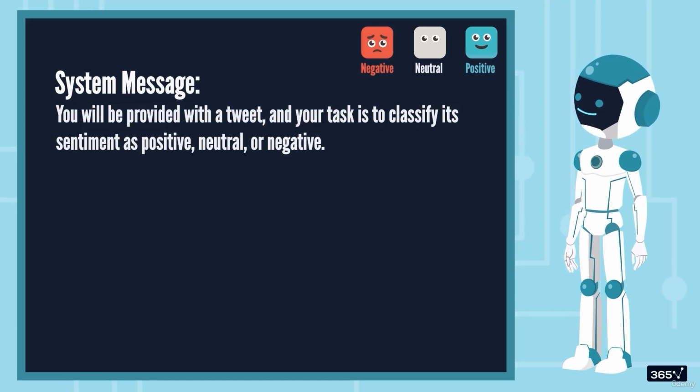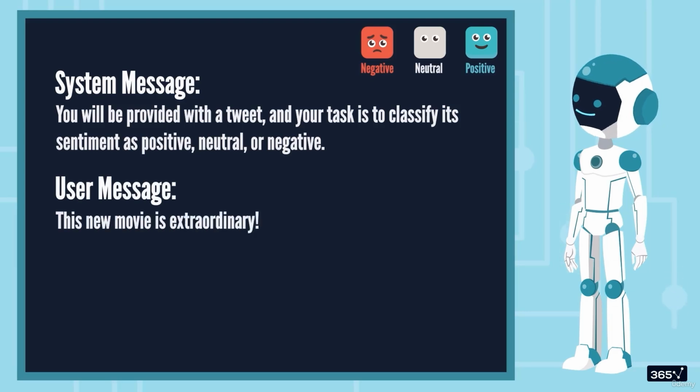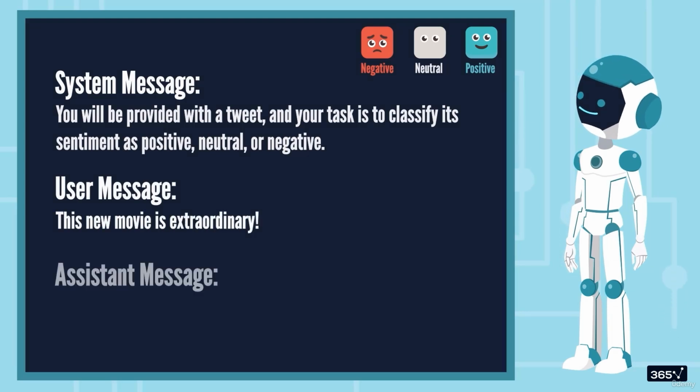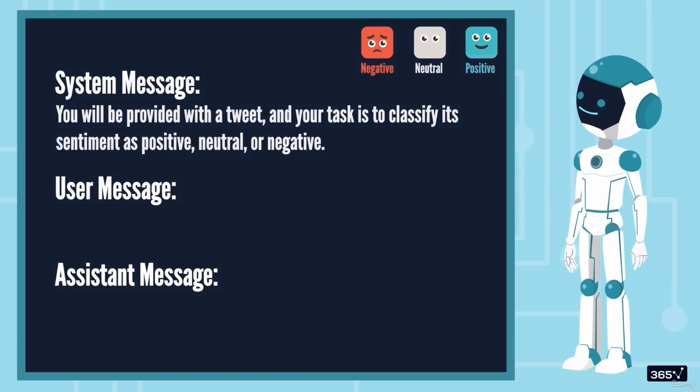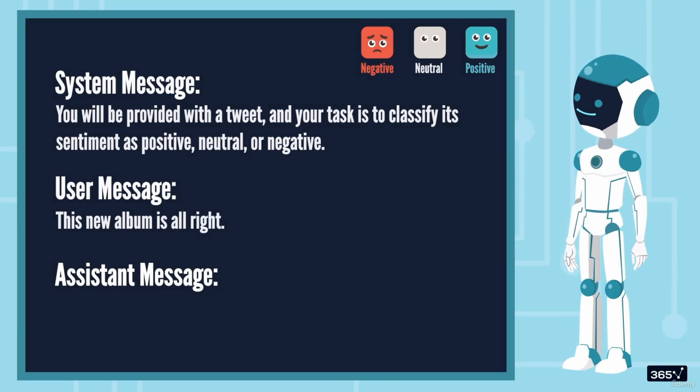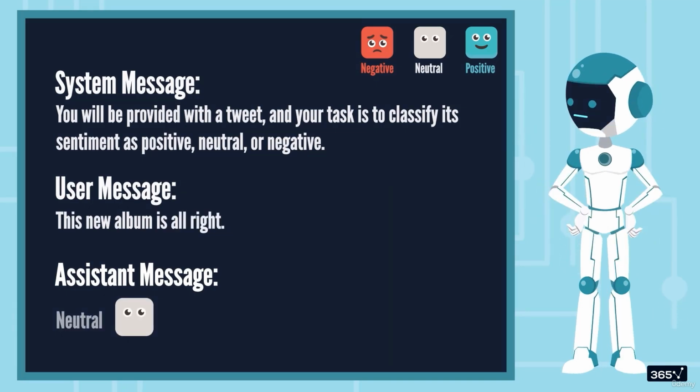Then we feed a user message with the following content. "This new movie is extraordinary." An assistant message then helps the model identify that as a positive tweet. We follow up with the second example reading, "This new album is all right." An assistant message then notes that this tweet has a neutral tone.